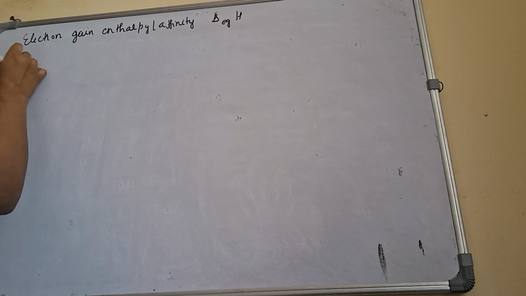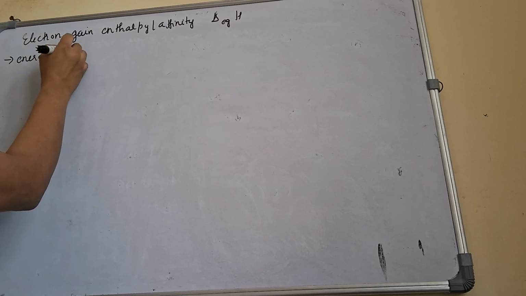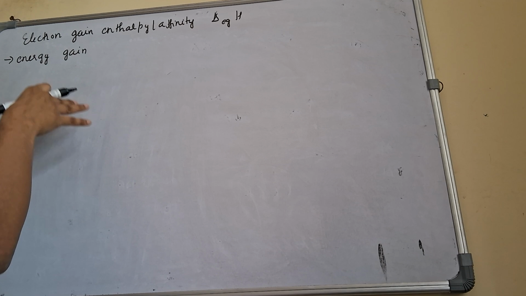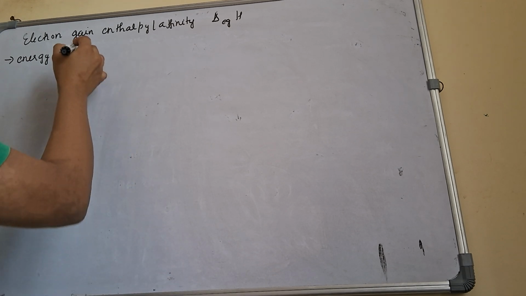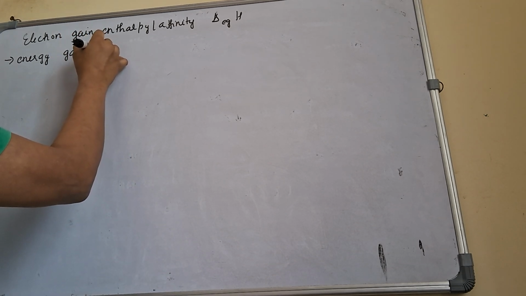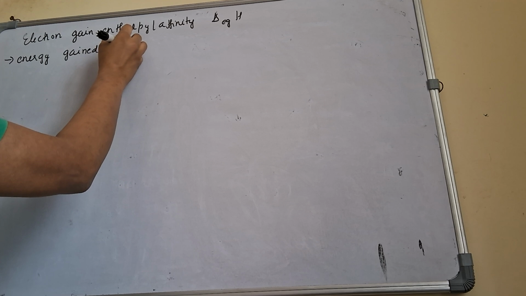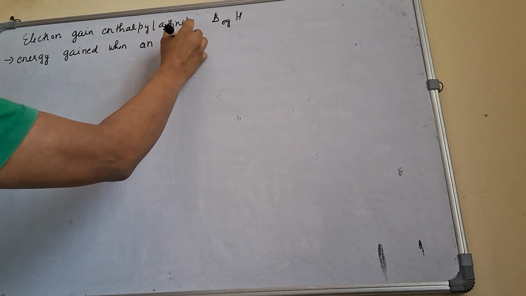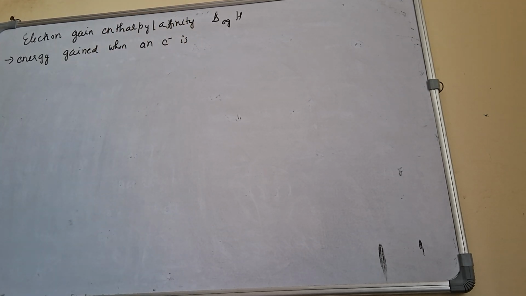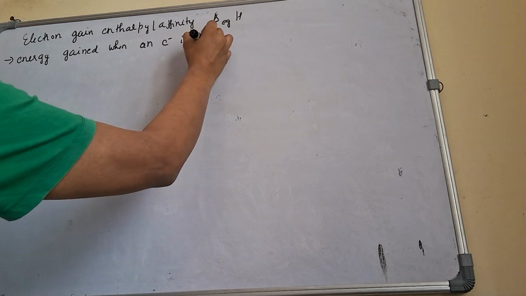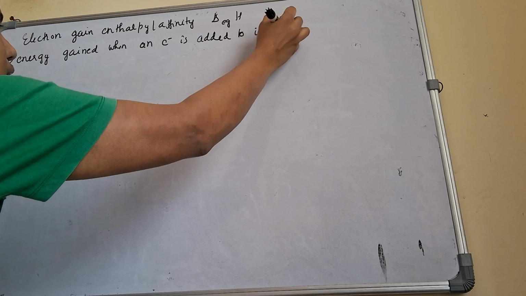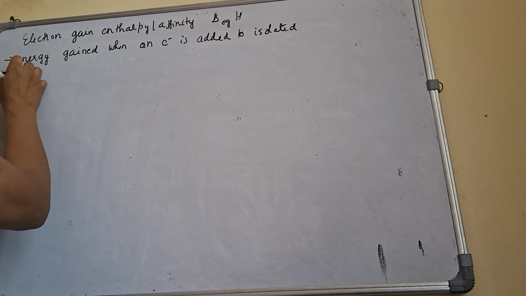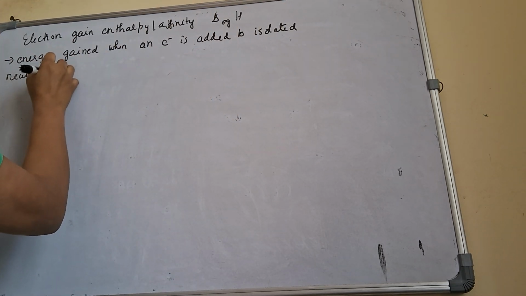Now this is the energy gained, as the name suggests. In the case of ionization energy, we need to supply energy. So this is the energy gained, or rather involved, but we'll say gained in most of the cases: the energy gained when an electron is added to an isolated neutral gaseous atom.